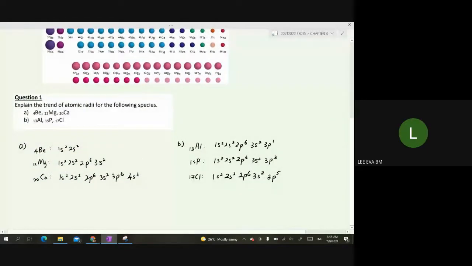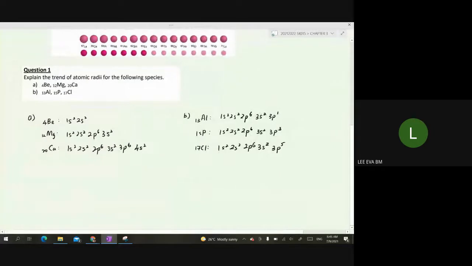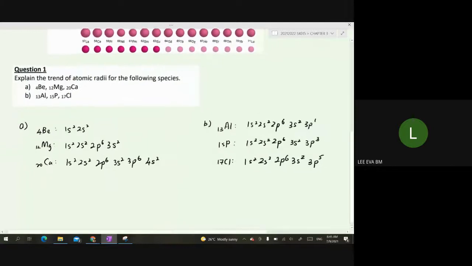Okay, kalau tak ada soalan, kita tengok soalan pertama, example questions. So over here, Madam have already pre-written for you the electronic configurations, just to let you know how to identify the trend. If you look at the question, explain the trend. When you look at the trend, you are talking about increasing order, decreasing order, or the size remains fairly constant. Okay, so atomic radius for the following species.